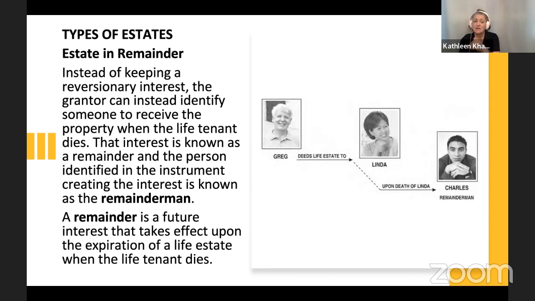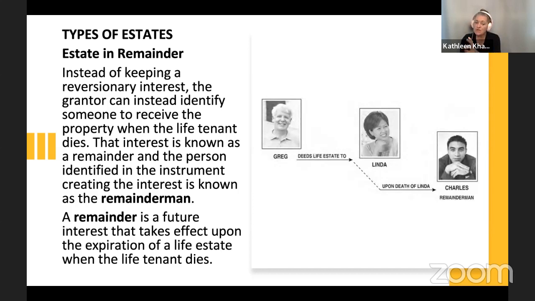He's the remainderman. So let's read what the card says. Instead of keeping a reversionary interest, the grantor can instead identify someone to receive the property when the life tenant dies. Who's the life tenant in this example? Linda. Linda looks like a really sweet lady. That interest is known as a remainder, and the person identified in the instrument creating the interest is known as the remainderman. So Charles, or Charlie, the youngest one in this group, is the remainderman. He's in holding or remaining and waiting, not because he wants Linda to pass, but there's an understanding that once she does, the property's his.